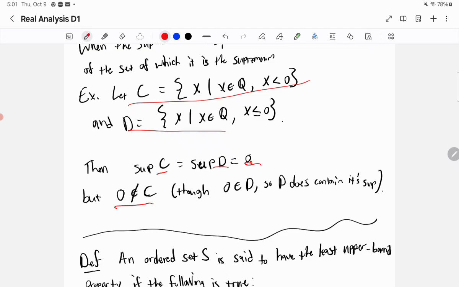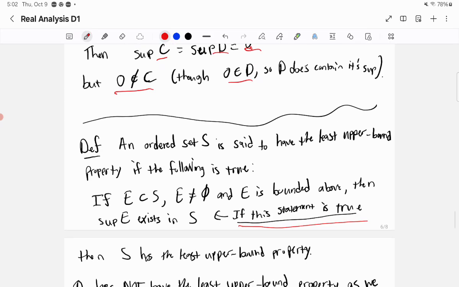However, notice that 0 is not in C, but 0 is in D. So you can have a case where this set C does have a supremum, great, but it doesn't contain its supremum. So the set does not have its supremum inside of it, whereas D has a supremum and its supremum is in its set. And in this case, we would actually call it a maximum, right? The maximum value of the set is 0 because it is the supremum and it's contained inside of the set.